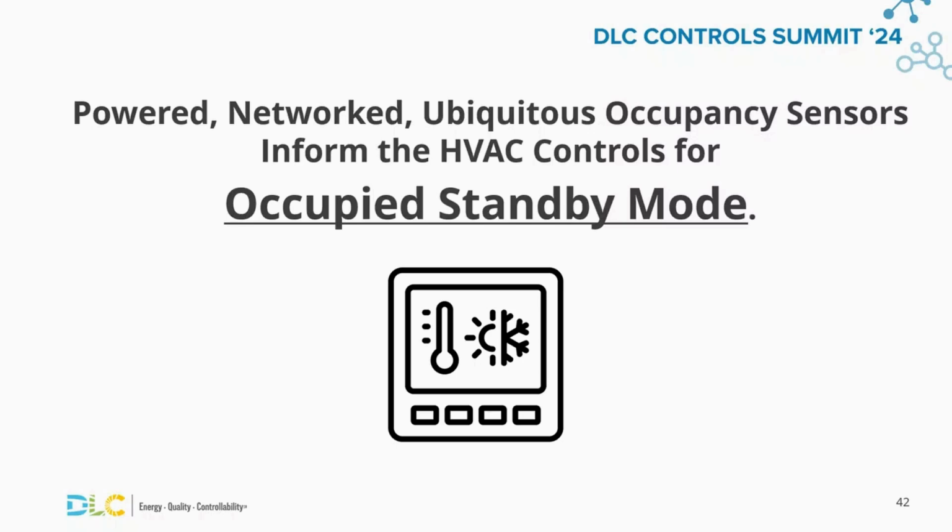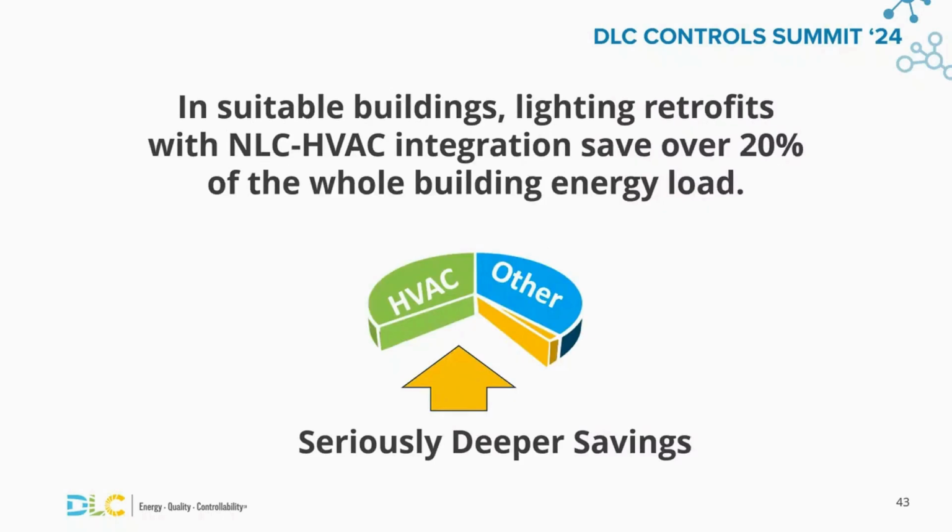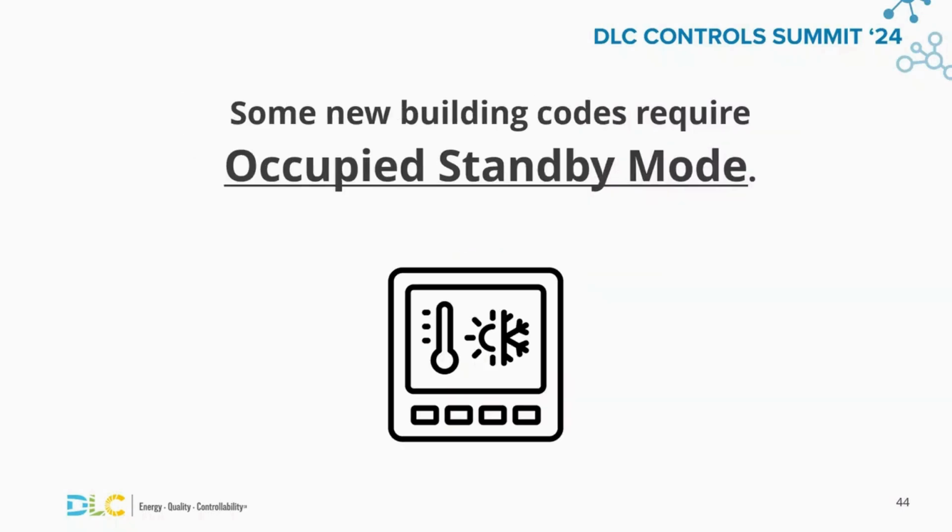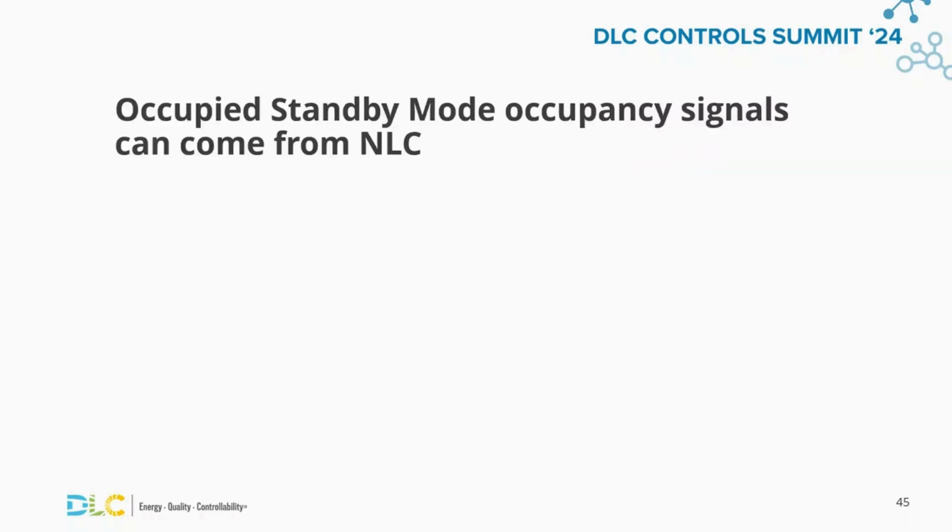Signals from a network lighting control system to an HVAC system enable occupied standby mode by telling the HVAC system when each part of the building is occupied or unoccupied. The total combined savings from lighting plus HVAC with occupied standby mode can be over 20% of the whole building energy load. In some of the most recent building code revisions, occupied standby mode is required in parts of a building where occupancy sensing is required for the lights.